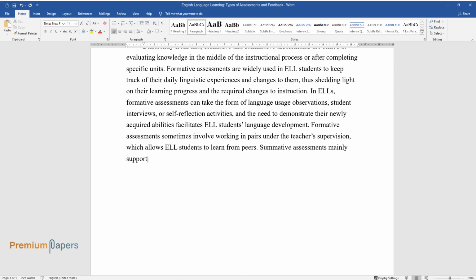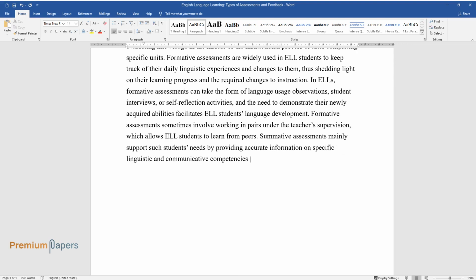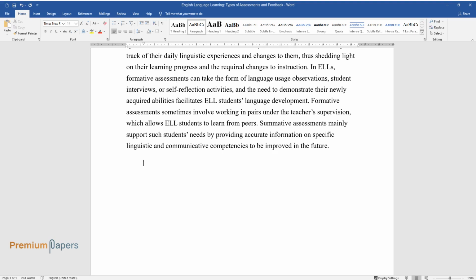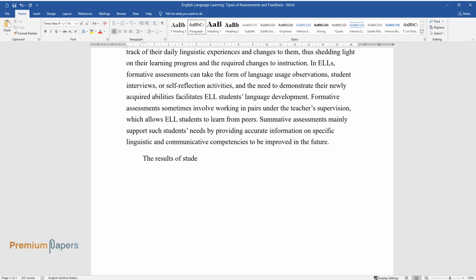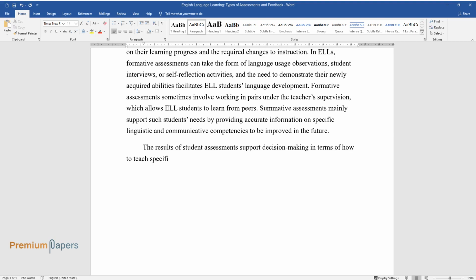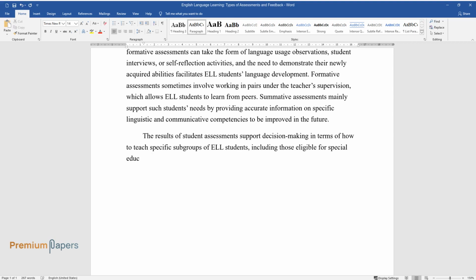Summative assessments mainly support such students' needs by providing accurate information on specific linguistic and communicative competencies to be improved in the future. The results of student assessments support decision-making in terms of how to teach specific subgroups of ELL students, including those eligible for special education services.